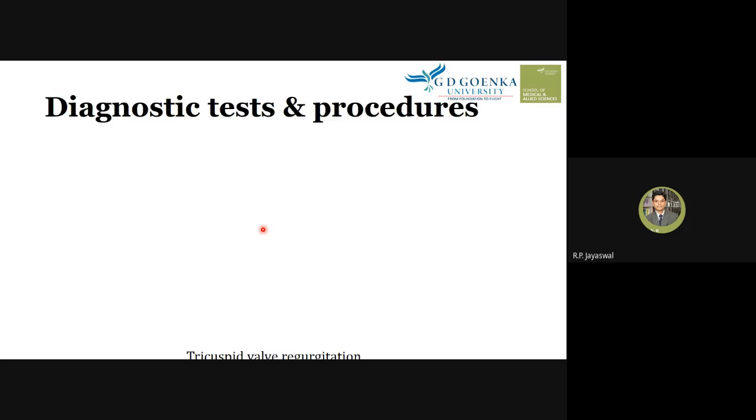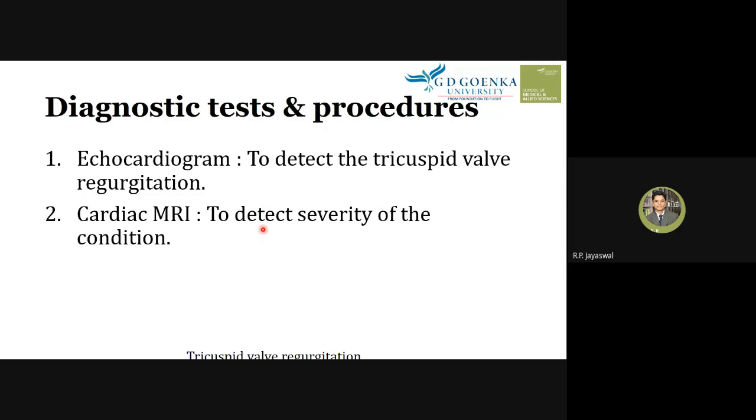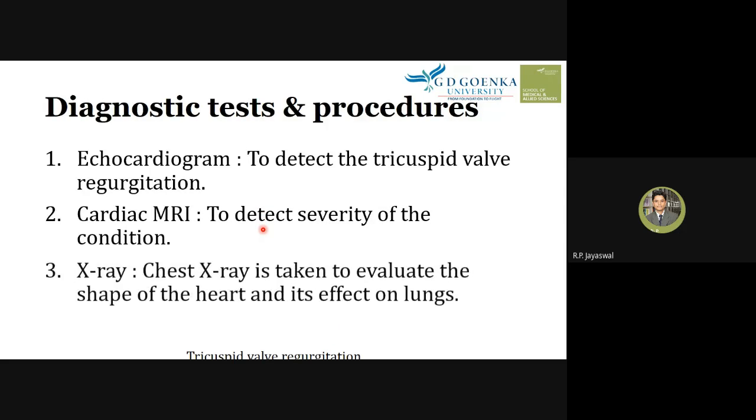Diagnostic tests and procedures. Which diagnostic tests and procedures can be done to confirm tricuspid valve regurgitation? First, an echocardiogram, which detects the regurgitation process. Cardiac MRI can also be done to detect the severity of the condition, and a chest X-ray is taken to evaluate the shape of the heart and its effect on the lungs. These are the tests and procedures suggested to diagnose, to manage, and to see the effect of the treatment on the patient.